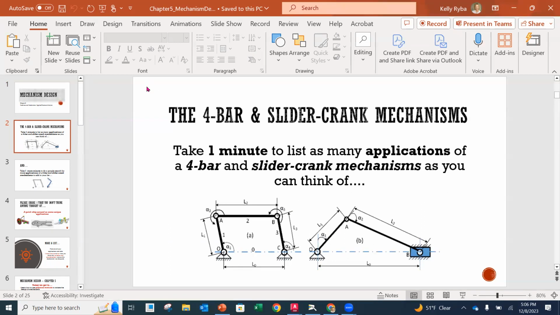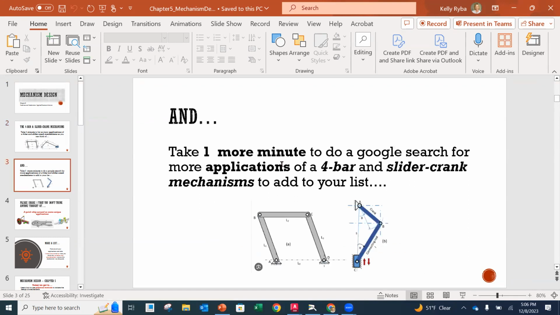All right, we're going to another slide. So you've got your list that you thought of in your mind, right? Our next one is, now take 1 more minute. Let's do a Google search really quick and find some applications of 4-bar mechanisms and slider crank mechanisms to add to that mental list that you created. So just a couple of quick ones. It's not often your teacher says, get out your phone and go on Google and do a search.